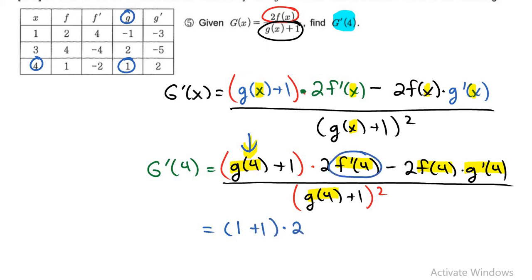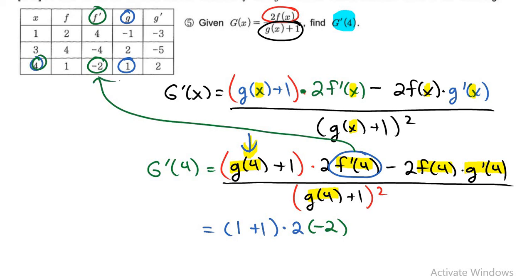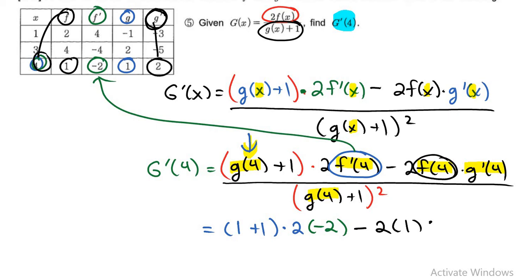Now f prime of 4, where's f prime of 4? So here's f prime and here's 4, so f prime of 4 would be negative 2. So that's going to be negative 2 right there. Alright, so then there's a minus sign, 2 times f of 4. F of 4, if I follow that, that's going to be a value of 1. So f of 4 is 1. And g prime of 4, well, g prime of 4 is in the corner here. So g prime of 4 leads to this value, which is 2.